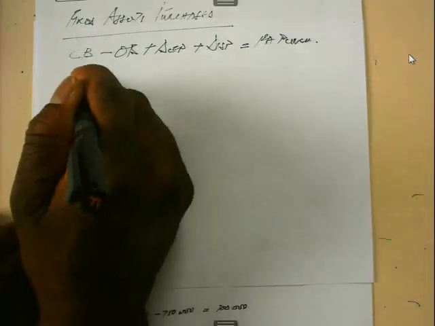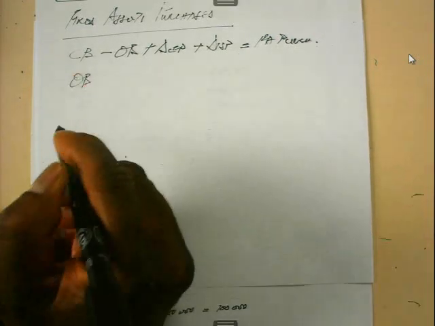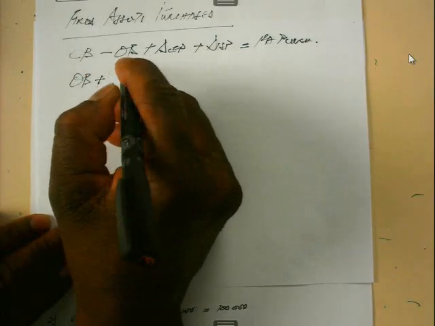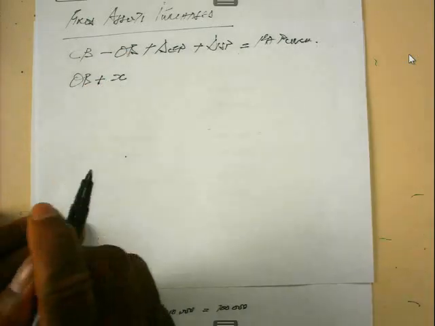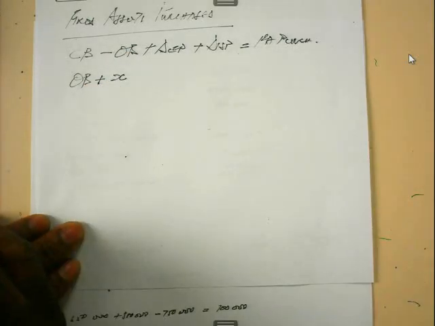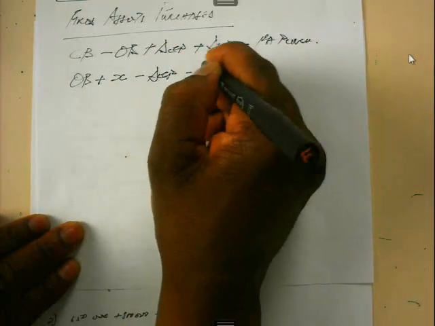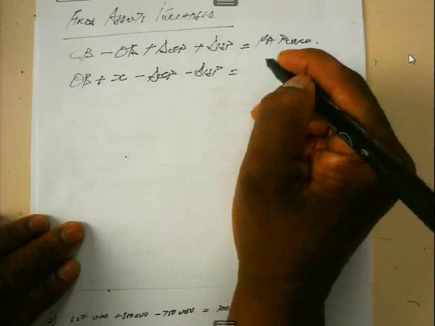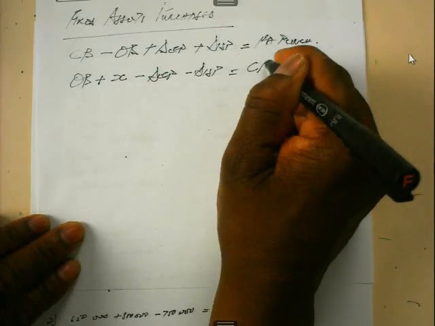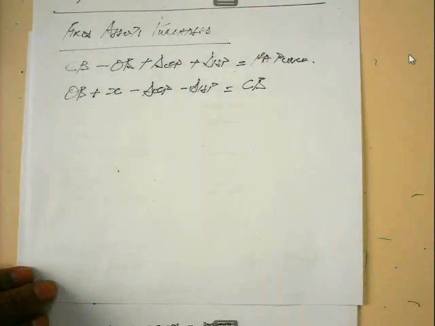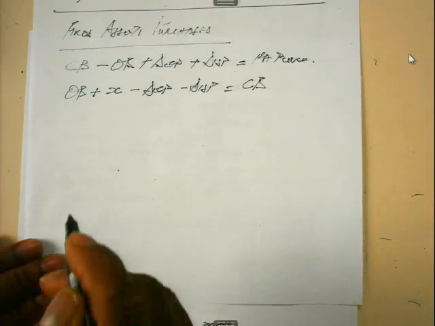Alternatively, you can have OB, opening balance, plus X, representing the fixed asset purchase additions, minus depreciation, minus disposals, equals closing balance. You can use that formula, it will give you the same answer as the equation above. Right?